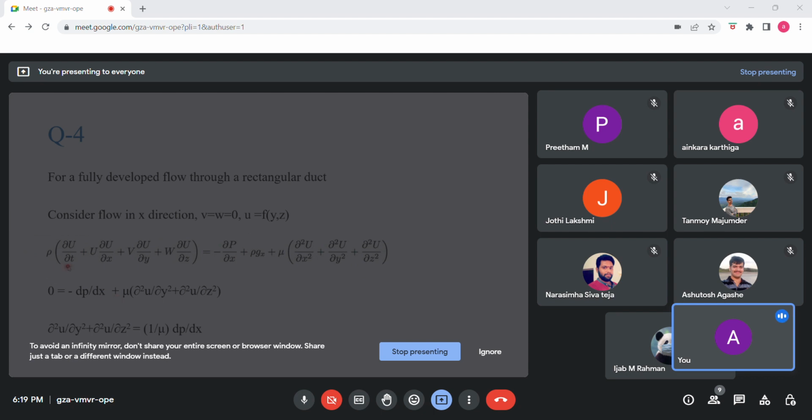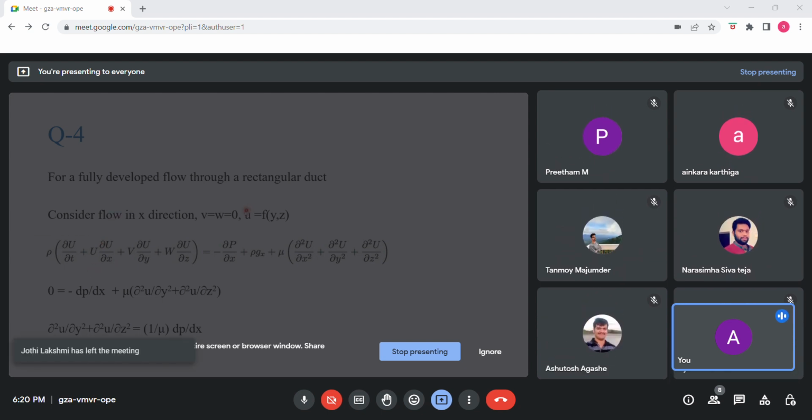Considering this, we'll apply it to the Navier-Stokes equation, which is given by rho dou u by dou t plus u dou u by dou x plus v dou u by dou y plus w dou u by dou z is equal to minus dou p by dou x plus rho g plus mu into this term. In the system, we know that v and w are 0. So this term and this term become 0, and it is a steady state, so it does not change with time. So this term also becomes 0, and this is u dou u by dou x. Since u does not vary with x, this term also becomes 0.